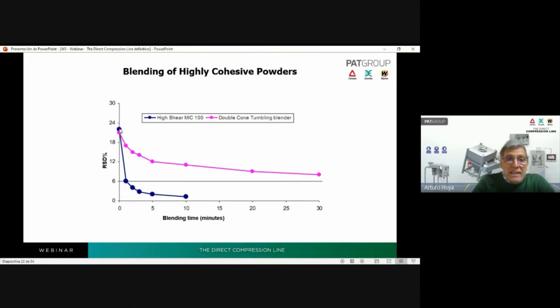But look at this, when the high shear is applied, still with highly cohesive powders, you reduce the dispersion in only 2 minutes, 3 minutes. And this is a big difference, and it's an example of why, when we have a formulation with highly cohesive powder, probably we need to use a high shear mixer for good performance.